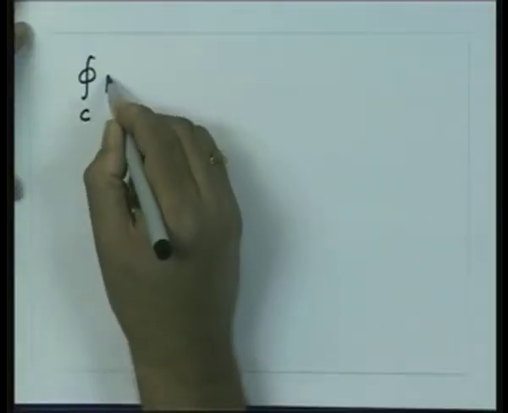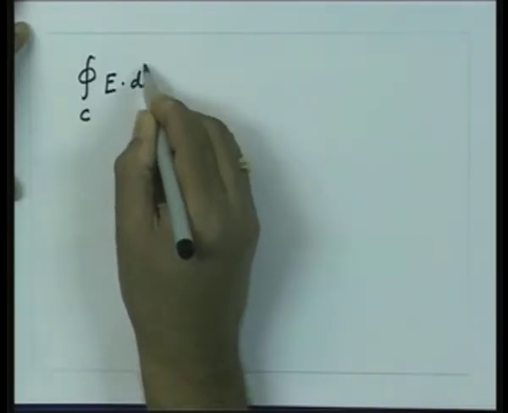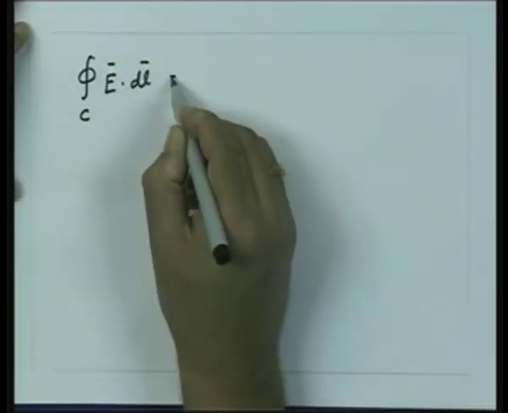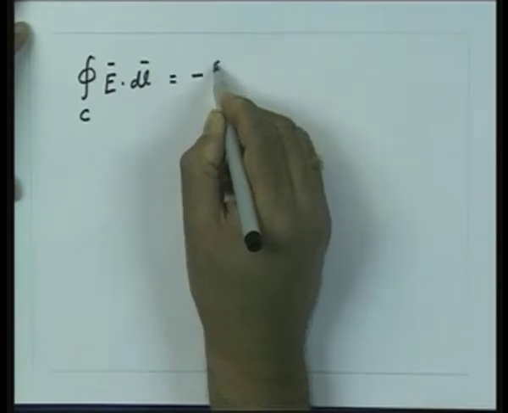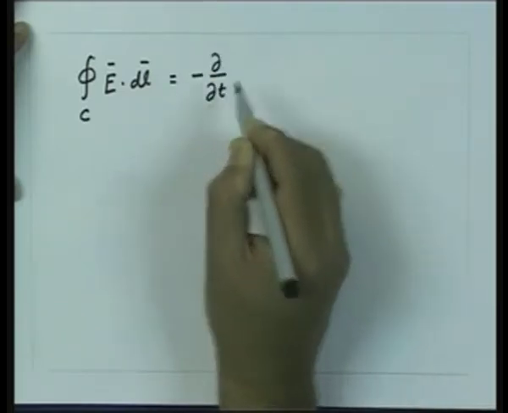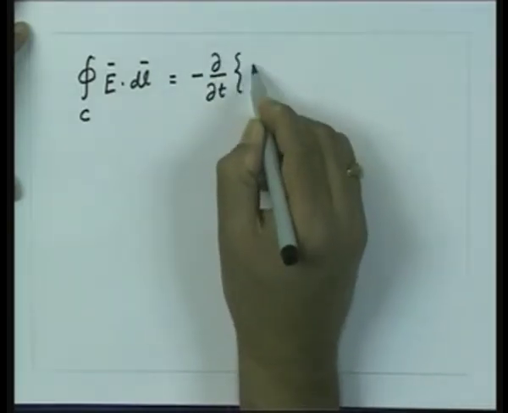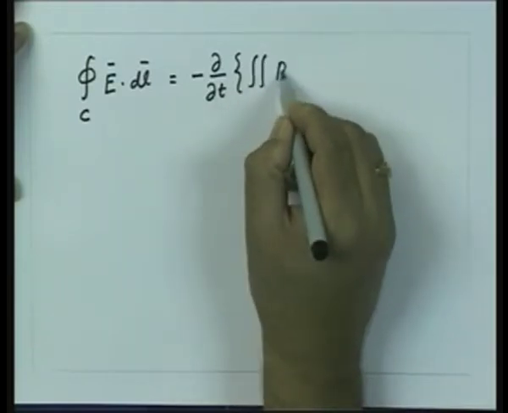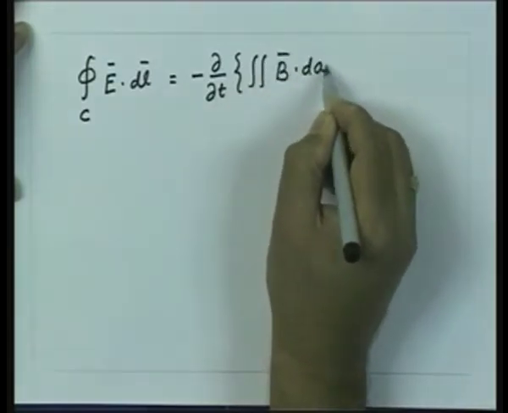So, Faraday's law of electromagnetic induction in the integral form is now written as the integral over C of E dot dl, that is equal to minus d by dt of the integral of B dot dA.